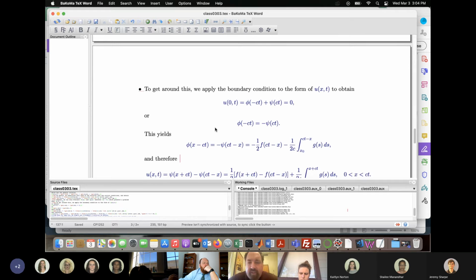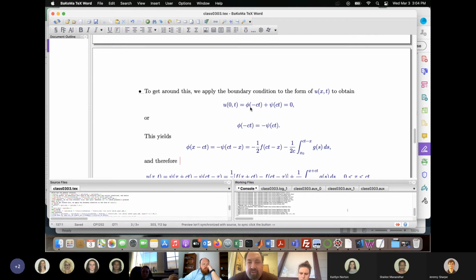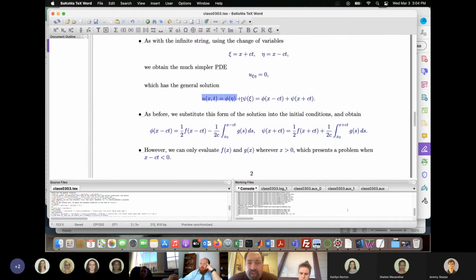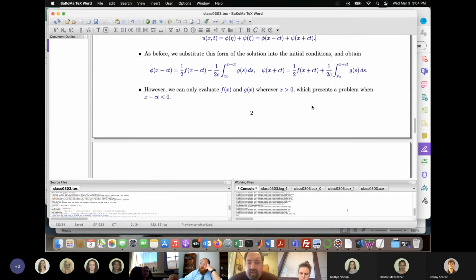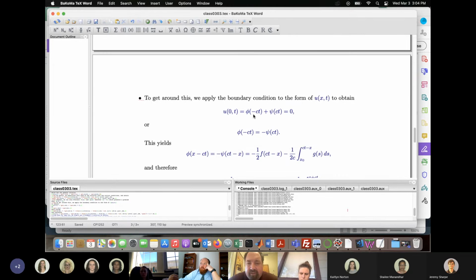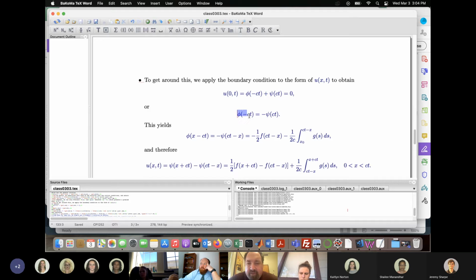So if I plug in x equals 0 into my form of a solution, then here's what I get: phi(-ct) plus psi(ct). And that has to be 0 because that's the boundary condition. So now I have this relationship between phi and psi.